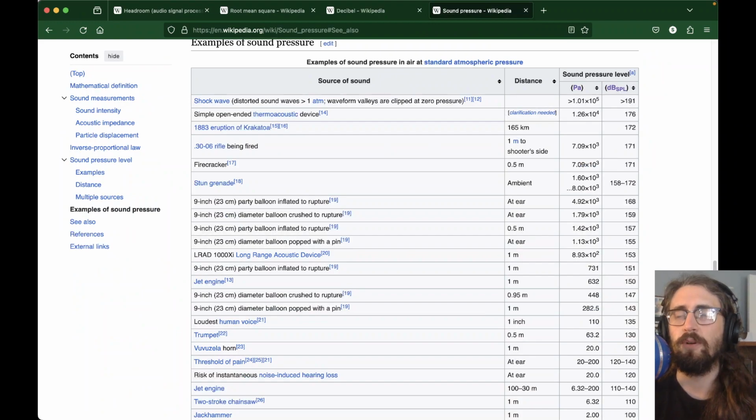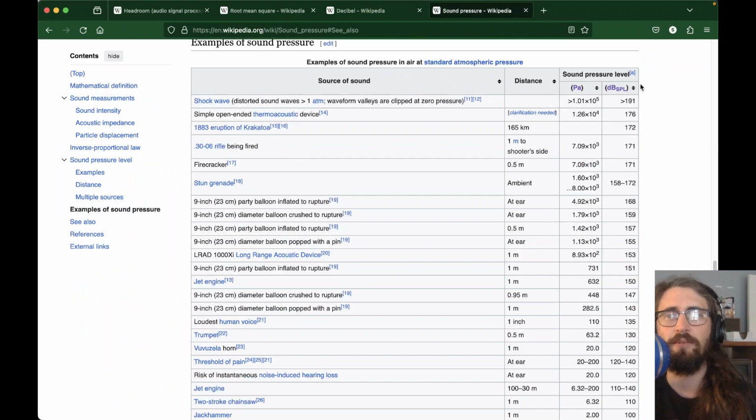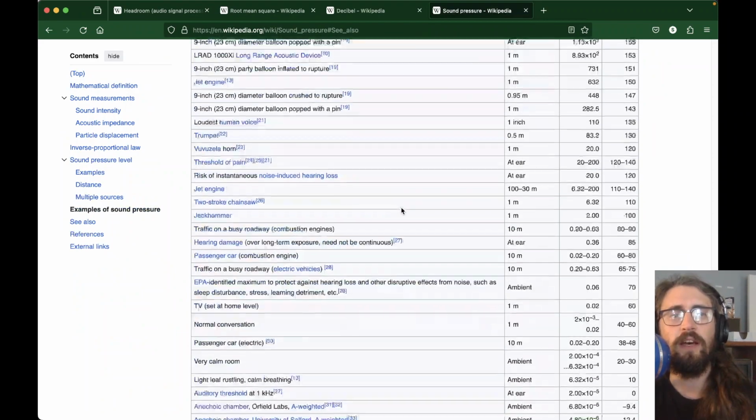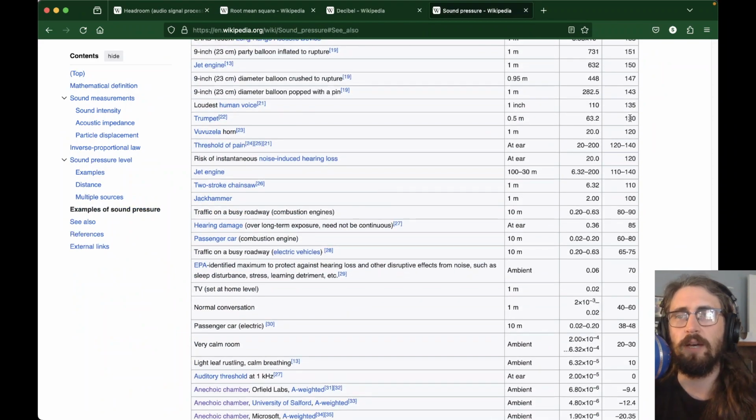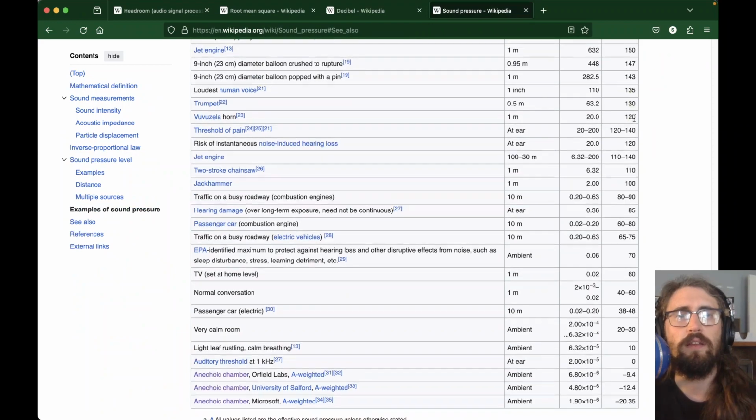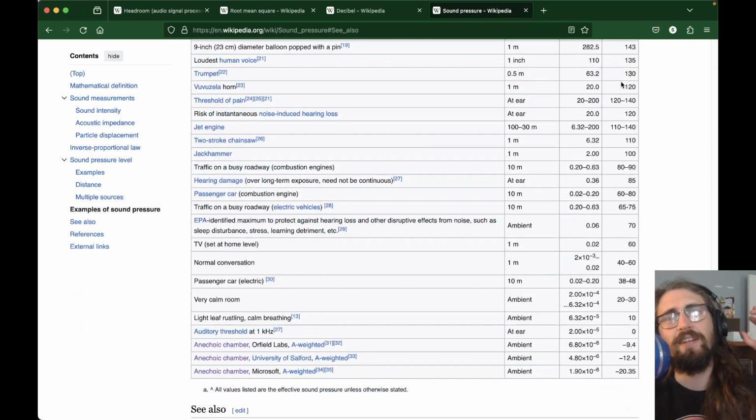And then here's the chart for sound pressure levels. Military equipment gets up into the 150, 200 range. A trumpet is about 130. Like a trumpet right in your ear, about as loud as they can possibly play, 130. Threshold of pain, a little below that, is 120. Right at your ear, risk of instantaneous noise-induced hearing loss: jet engine, all this.